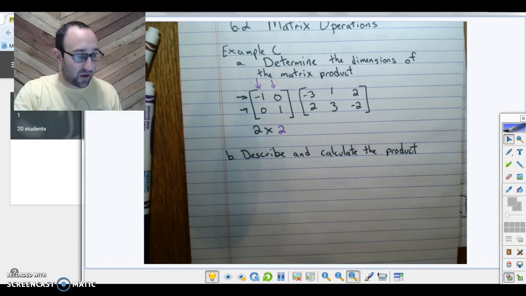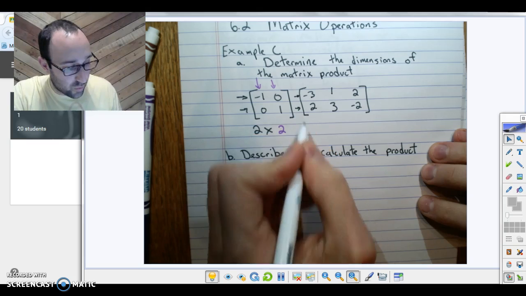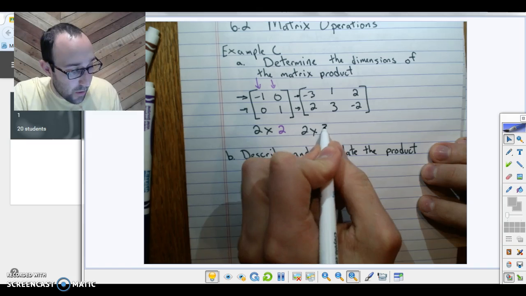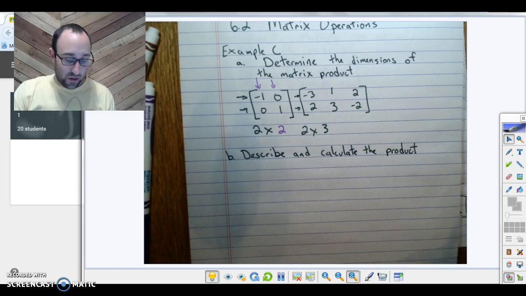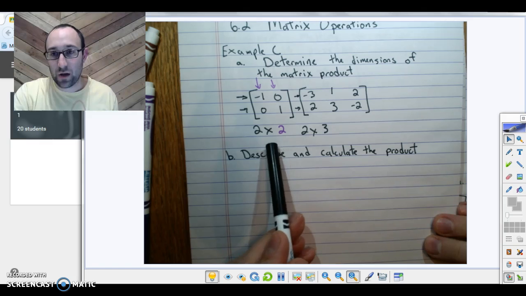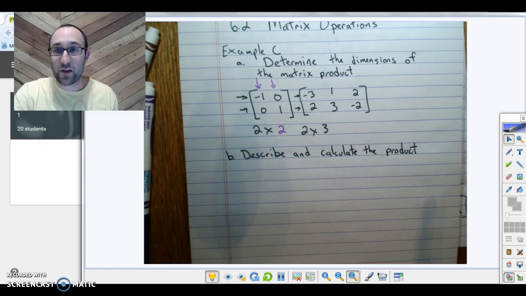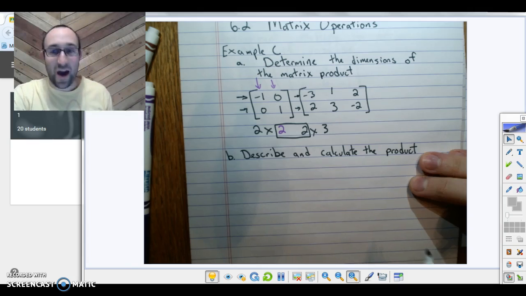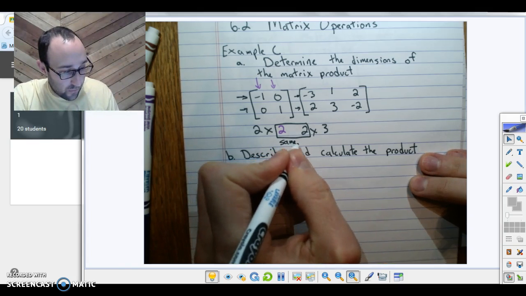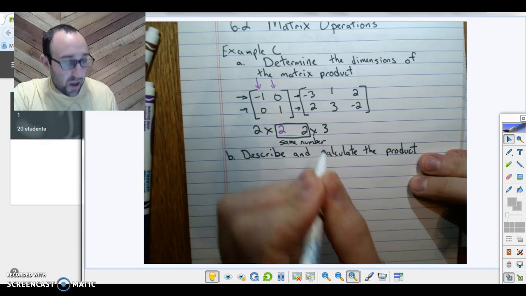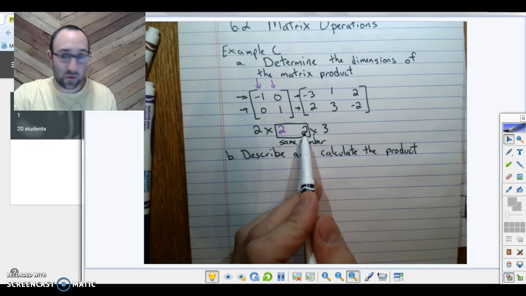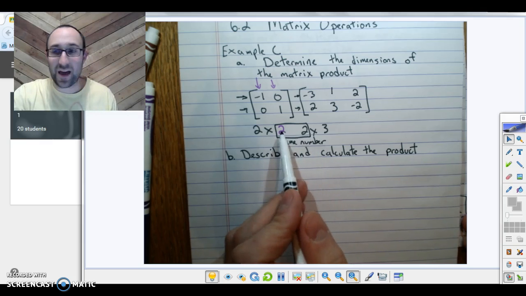Alright, and we're going to do the same thing. This one is a 2 row by 3 column, so it's a 2 by 3. A nice easy trick is if you write this out, you can tell first if you can even multiply them, and second, what it's going to look like if you do. If you look at the middle two numbers, those two have to be the same in order to multiply them. If this one's a 3 and that one's a 2, you can't multiply them. No matter what number they are, they have to be the same.